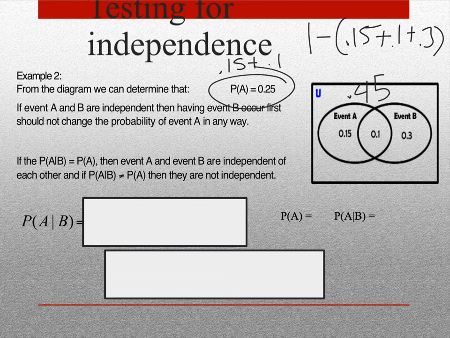So, if event A and B are independent, then having B happen first would not change A, right? And vice versa. So let's see here. If A happening given that B has already occurred equals A, we can show that they're independent. If it doesn't, which is right down here, if they are not equal, then they are not independent.